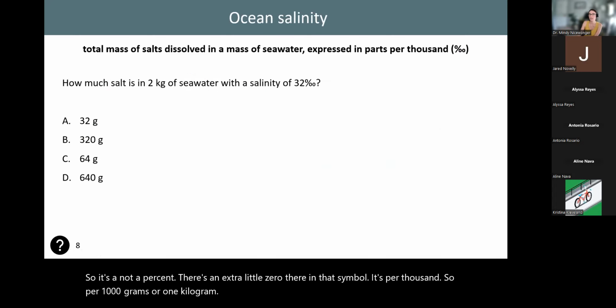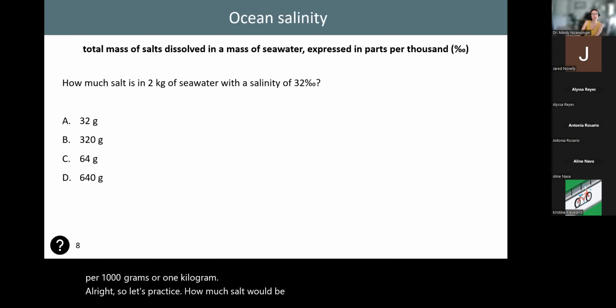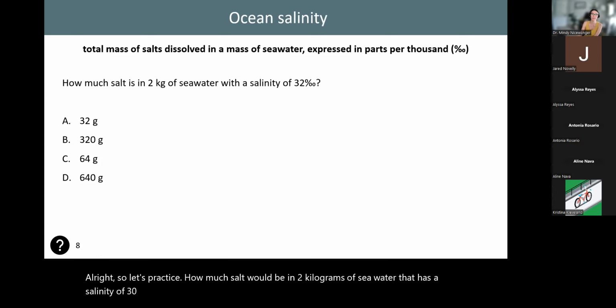All right, so let's practice. How much salt would be in 2 kilograms of seawater that has a salinity of 32 per mil, parts per thousand?